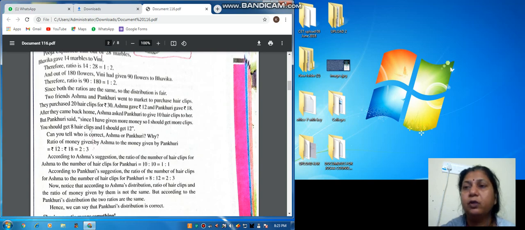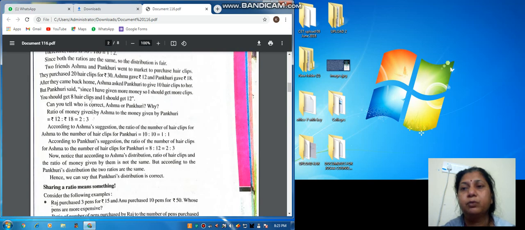So see, according to Pankhuri the ratio will be 2 as to 3, and if we calculate the ratio of money given by both, it is also 2 as to 3. So we can notice that the distribution of Pankhuri is correct. Okay, now let's see the next topic.